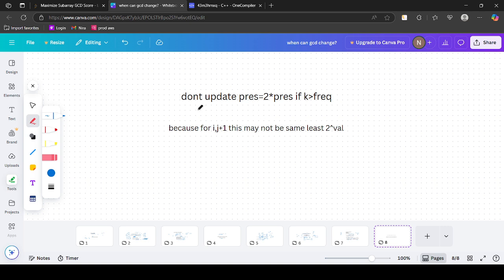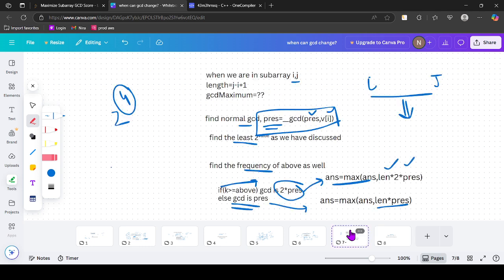So the answer is equal to the max of length into present. One mistake that we can make is to update present as present equal to 2 into present if k is greater than the frequency. Because if k is greater than or equal to the above, then GCD is equal to 2 into present. Because present is the GCD, we can blindly do present equal to 2 into present. But that is not correct.